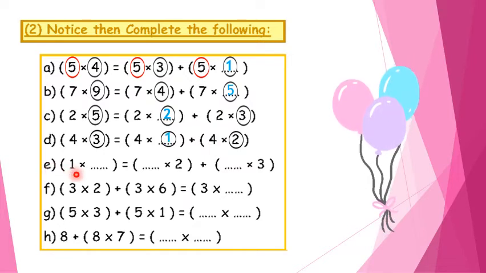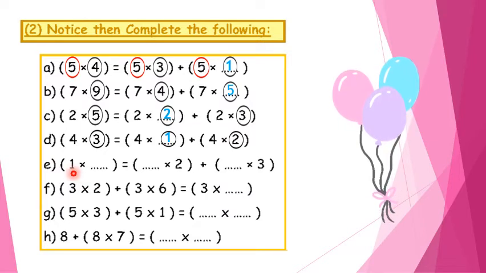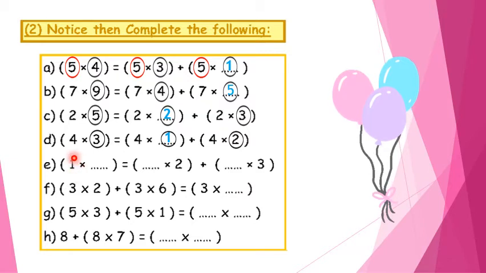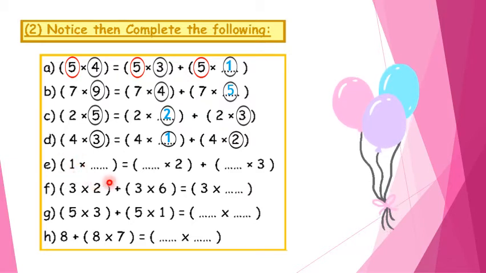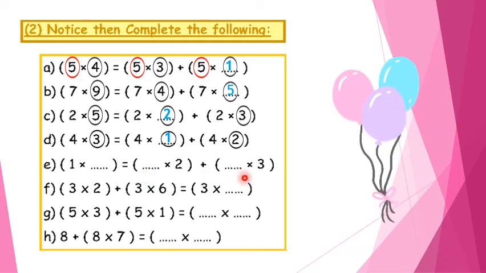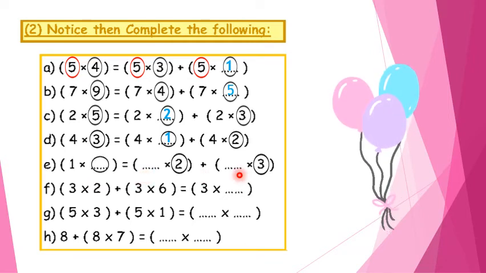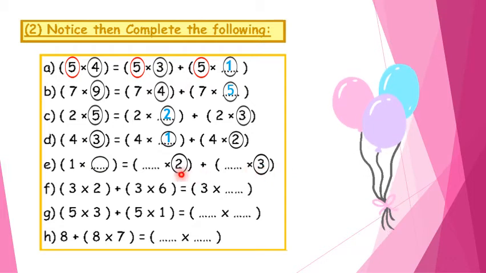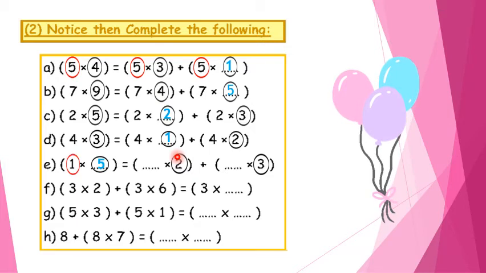Okay, look at this one. You need to focus on this one. So 1 multiply what equals this. So the first component I have here is 1. As you can see, the first component of this is missing, not the second. And the second here is 2 and 3, and the second here is missing. So if I add 2 and 3 together, I get this one here. So 2 and 3 will be 5.